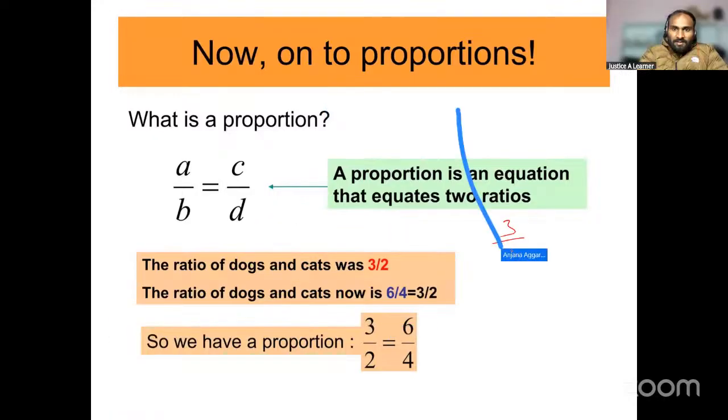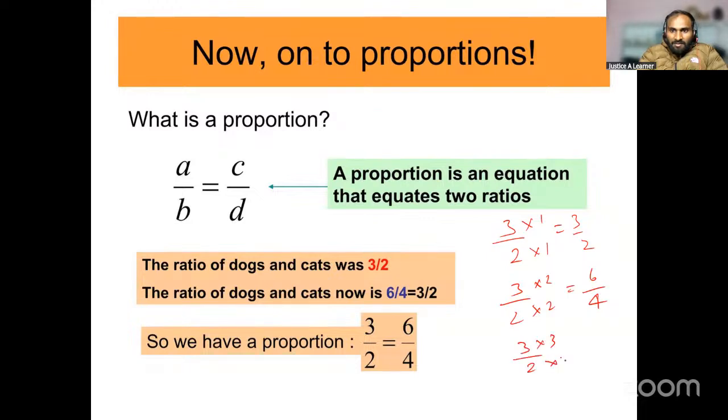This is 3 over 2. We must follow this. So first thing is 3 upon 2, and we multiply with another number, 2. So this would be 6 upon 4, and then we multiply with another number, 3. So this would be 9 upon 6, and then we multiply with 4. So each time we are multiplying with another number, the next numbers, right?